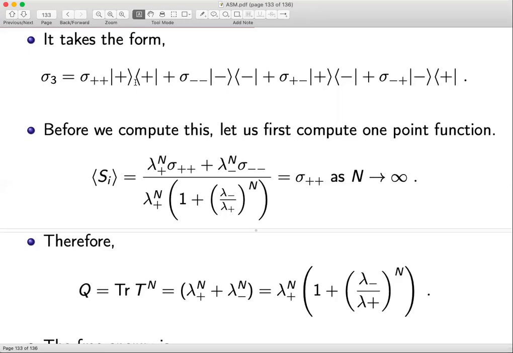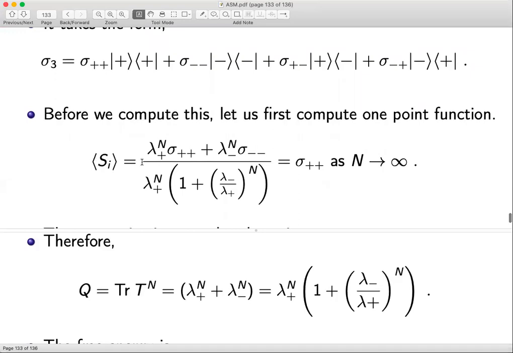Now if you introduce a spin at the ith site and you want to compute the one point function, then everything on the left of the ith site is plus state. Everything on the right of the ith spin is also plus state. You want to ask a question: what is the state which is going to contribute when I introduce the spin there? You could have all kinds of terms written there, but only sigma plus plus is going to contribute because that is the most dominant contribution. So in the thermodynamic limit, the only contribution comes from sigma plus plus. Sigma minus minus is subleading because lambda minus upon lambda plus whole to the n is a quantity which is small. So if you take the thermodynamic limit for computing the one point function, the answer would turn out to be just sigma plus plus.